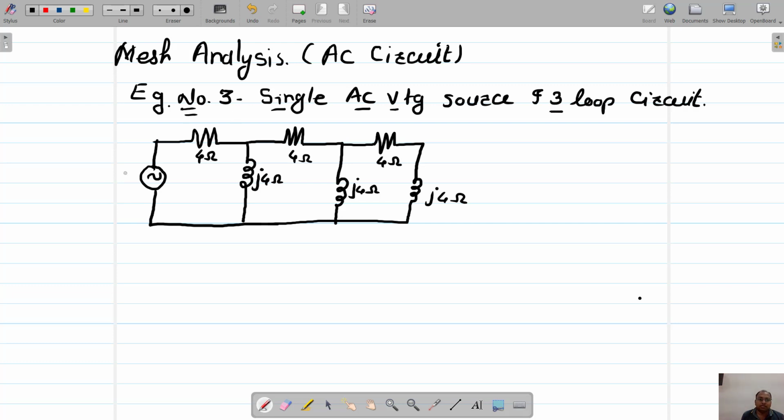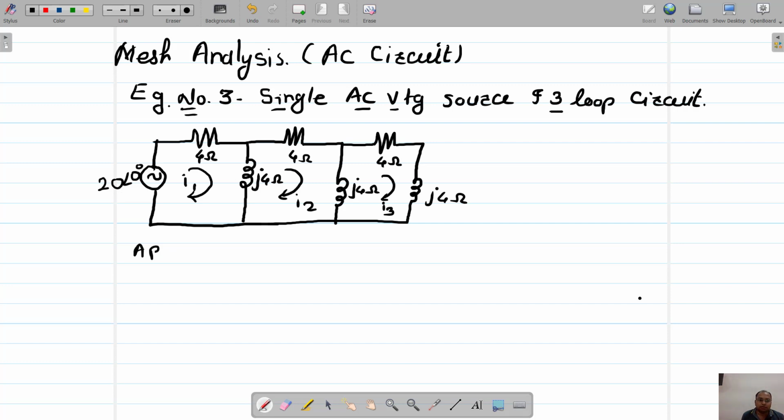Let us say this is a circuit which has a voltage source of 20 angle 0. Is that fine? Let us assume the current directions like this. Let us say this is I1, this is I2, and this one is I3. Now let us apply KVL to loop number 1.